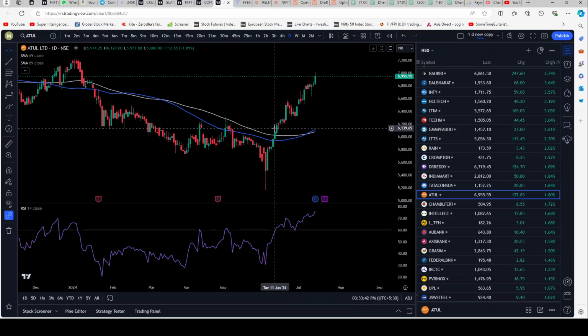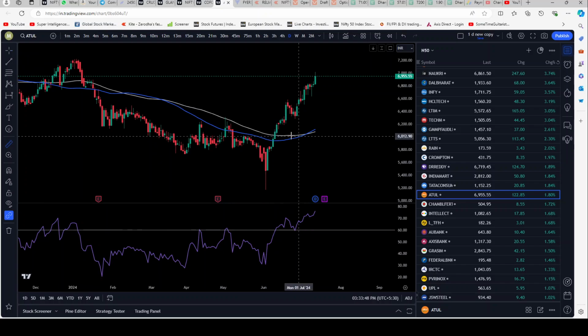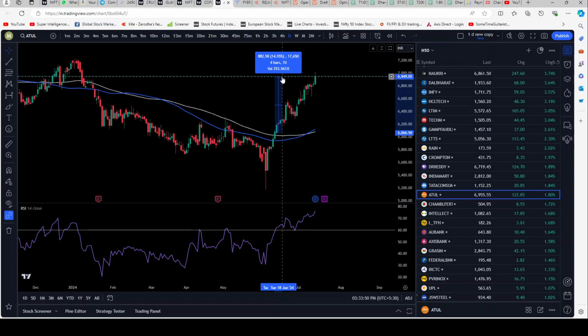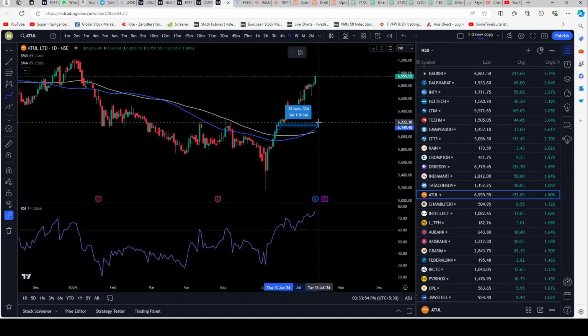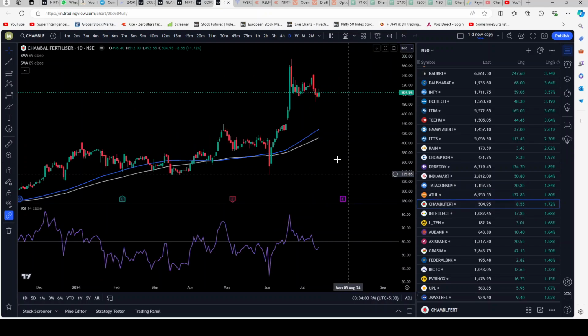Here you see Atul. 69.89 breaks out over here. Stock is at 6,000 rupees. Currently, it's at 6,900 rupees. From year to year, that's about 882 rupees. How many days did it take for it to do that? 19 days. Not bad at all. More than 10% returns. Chambal Fertilizer, 69.89 breaks out over here.